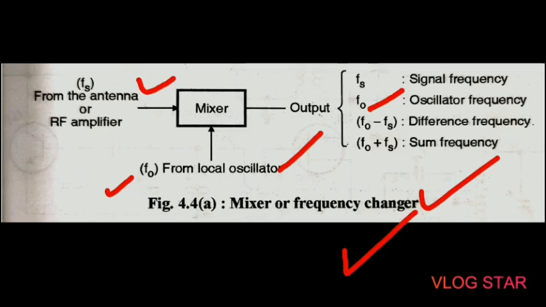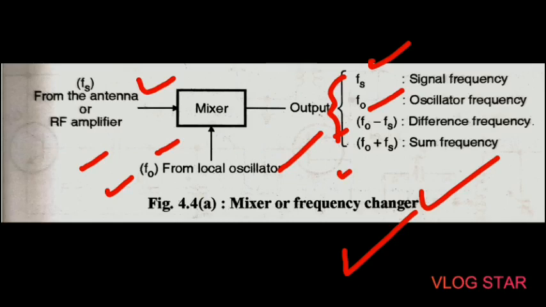This is the figure of the mixer, or frequency changer. Here there are two inputs. The first is FS, which is coming from the antenna or RF amplifier, and the second is FO, from the local oscillator. It produces four outputs: first FS, the signal frequency, then FO, the oscillator frequency, then FO minus FS, the difference frequency, and last FO plus FS, the sum of frequencies.